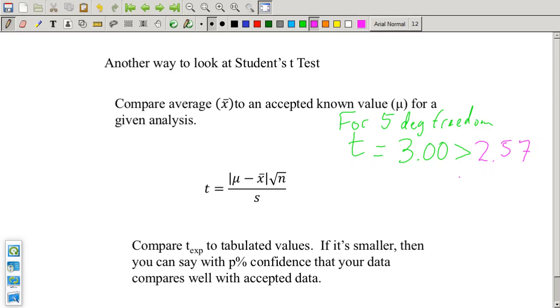On the other hand, if I calculated a t of 1.69, then that's less than this 2.57, and that's telling me that these two data match each other. Okay, you can, with reasonable confidence, say they're the same and they represent the same thing. What if it was 2.56? Still less than that 2.57, so it's still in that 95% confidence interval, but just barely. If you went to 90%, it would be out. That's the thing you want to think about.